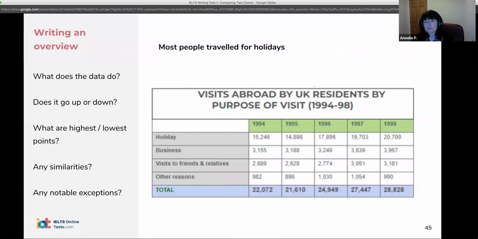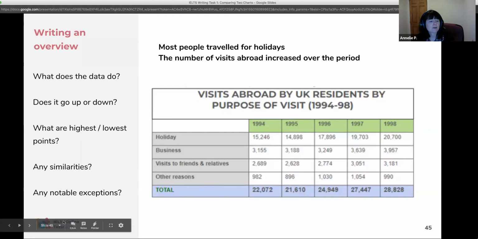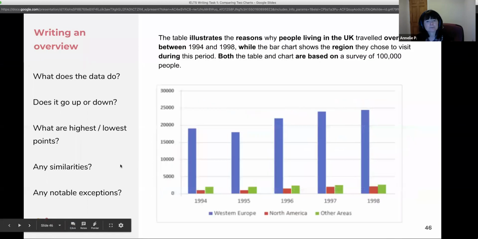Okay, so most people traveled for holidays, and the number of visits abroad increased over the period, but we have a little exception there for other reasons. So if we look now at the next one, we need to do the same thing, okay? If we look at the bar chart, what are the most significant trends that we can see there?